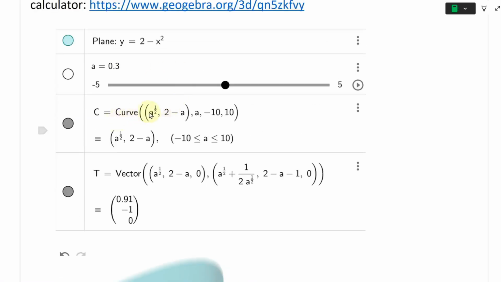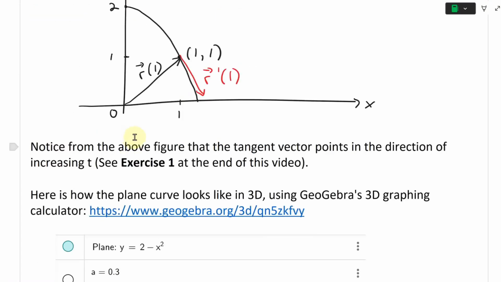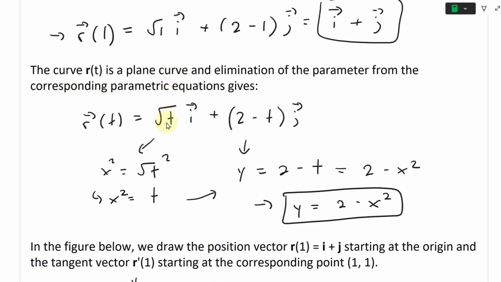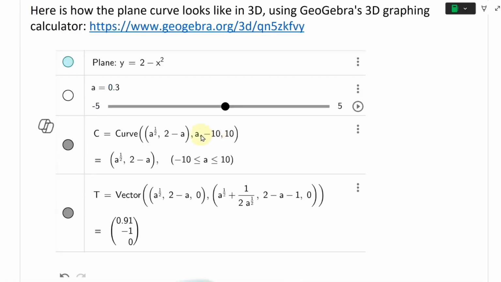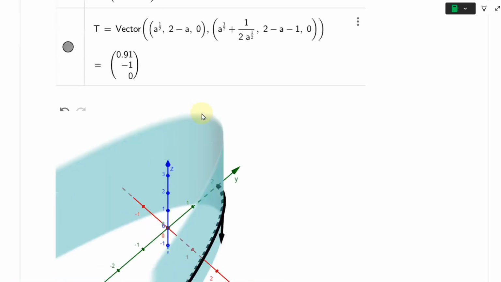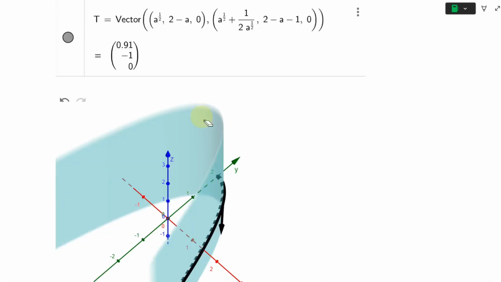Here I also drew the curve, and I used a instead of t, because you can't use t as a variable in GeoGebra for some reason, so I just used a. So this is just the curve a, square root a, or a to the power of 1/2, that's this part right here, then plus 2 minus t, or 2 minus a. And then that graphs it out, so you can graph it at the bottom like that.